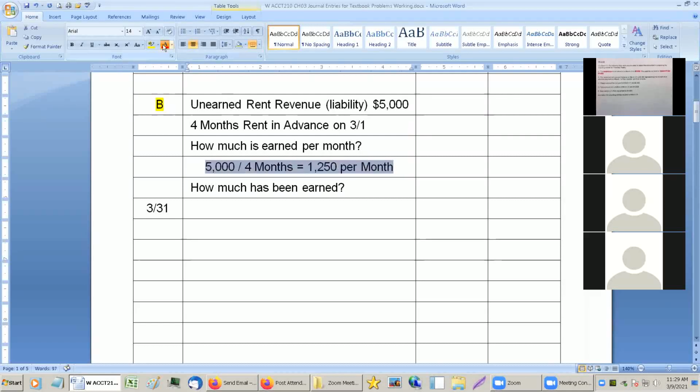Okay, so 1,250 is earned per month. How many months have gone by? They paid on 3/1, the beginning, the first day, and we're at 3/31. Basically 30 days, so just 1 month, right? So how much was earned with just 1 month would be 1,250. Write that out: 1,250 times 1.